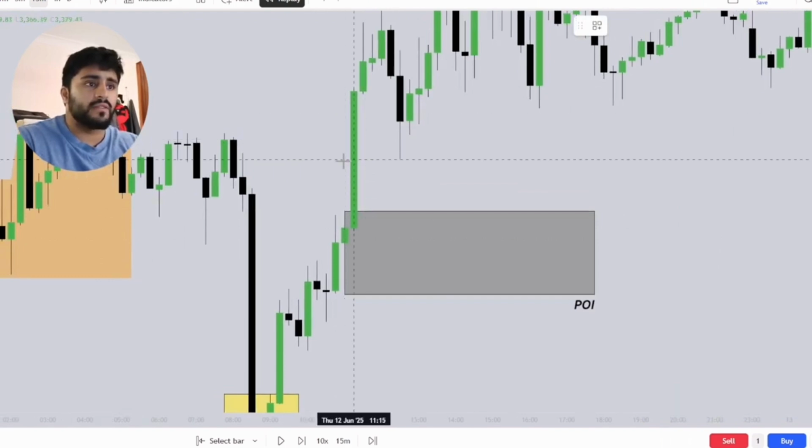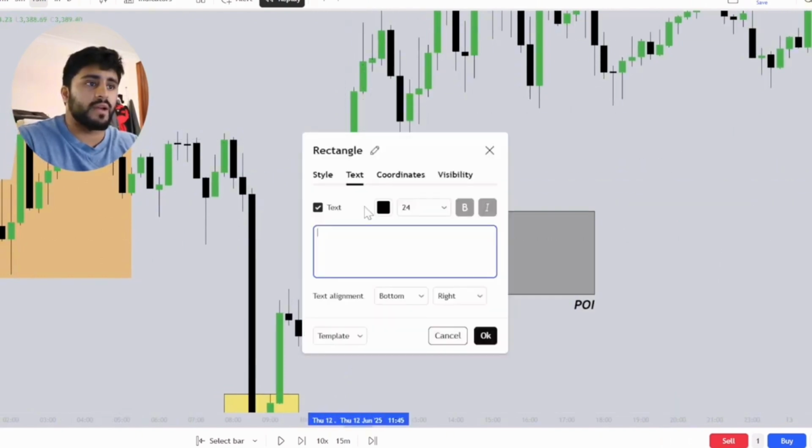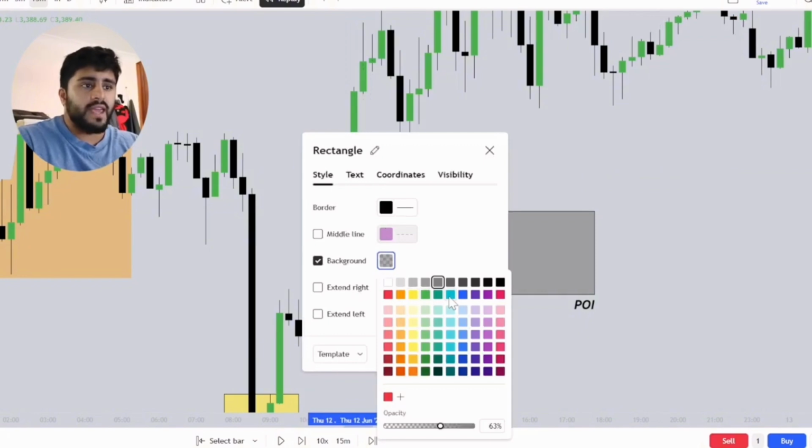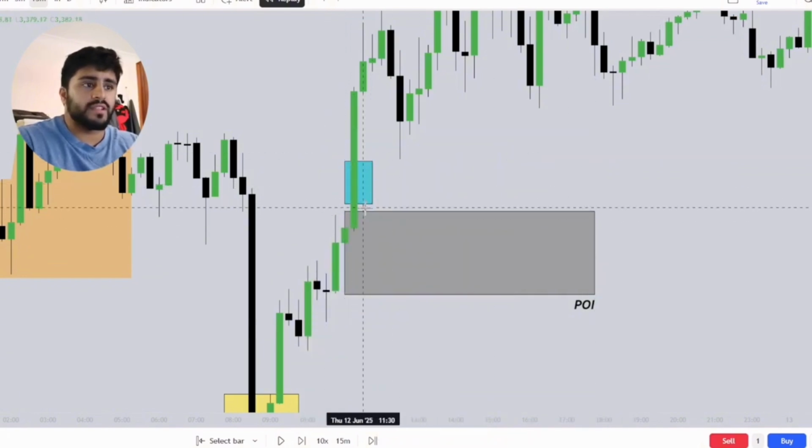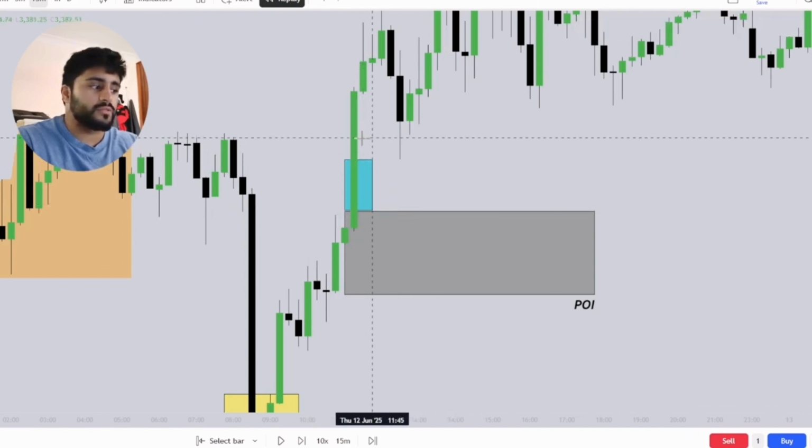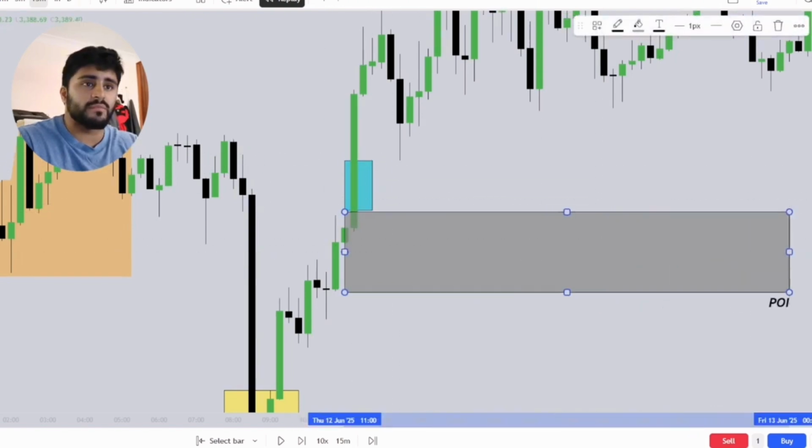We have a fair value gap, right? Technically, this is going to be the fair value gap in blue. The reason this is a fair value gap is we can see this particular candle. So the fair value gap starts here and it ends over here in line with this candle. So this is the fair value gap, and therefore this is the POI.